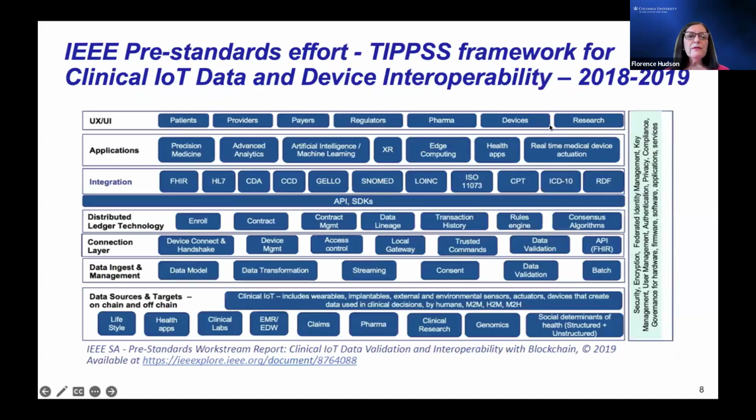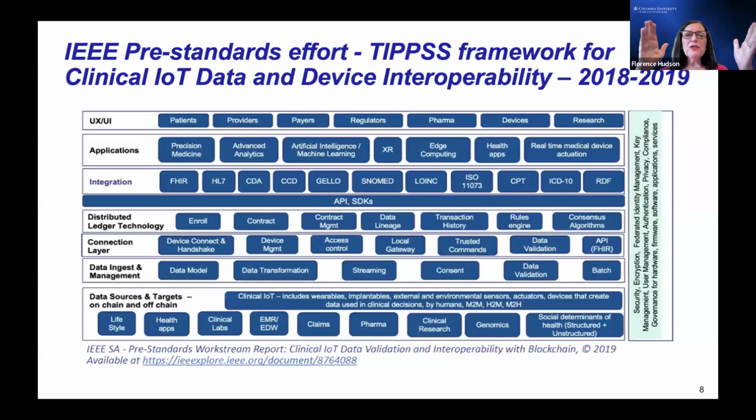So when we first got involved in this, we started this little pre-standards work stream under the Industry Connections program that Maria was talking about. I call this high level, but I used to do finite element modeling as an aerospace engineer. So this is high level because all the details are in underneath it. But we created this TIPPSS framework for clinical IoT data and device interoperability starting in 2018 and then published this in 2019. And what this shows is everything we have to worry about.